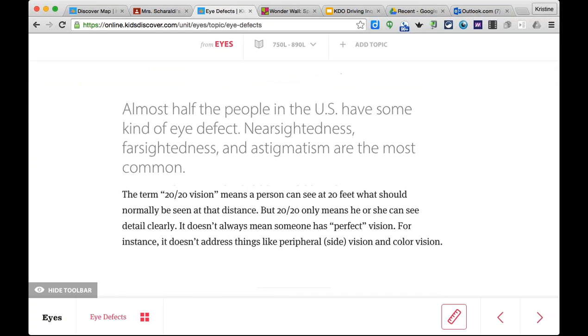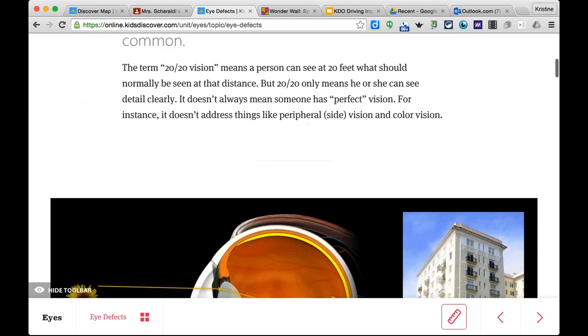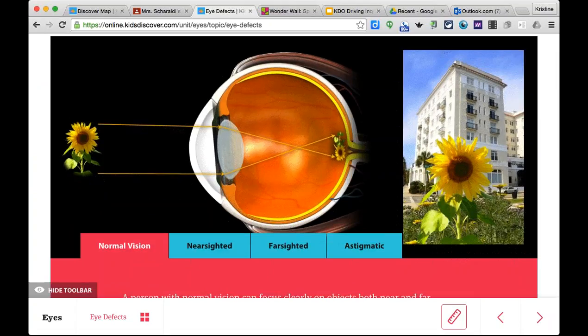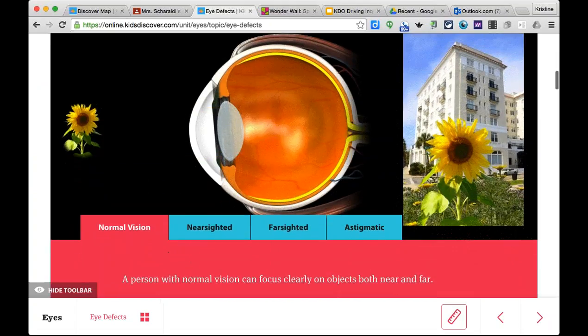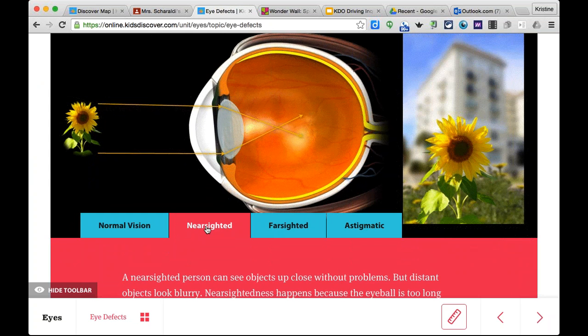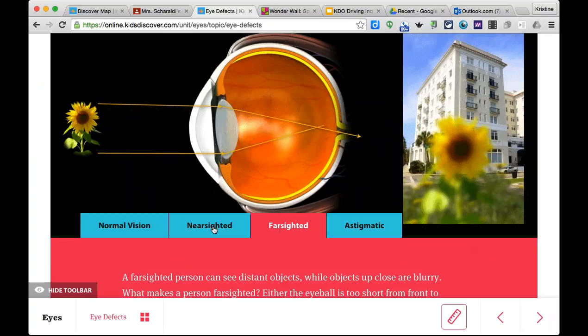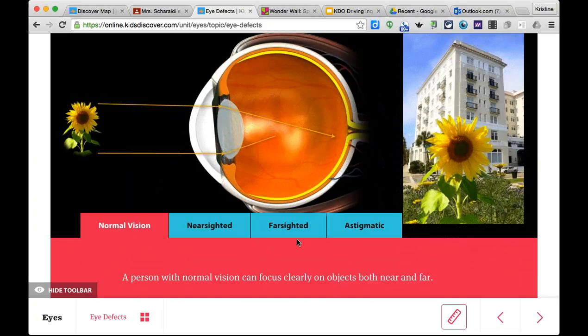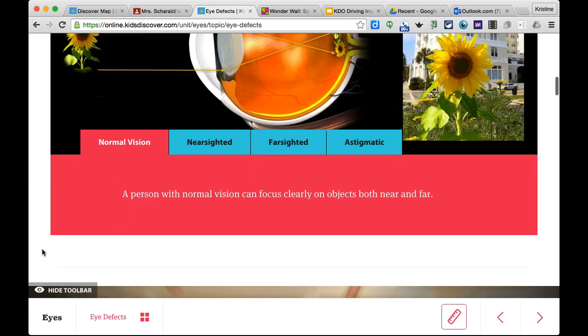I can continue to scroll and learn, through text and through images and interactives, about eye defects. This is a great example of an interactive. The students can compare normal vision to nearsightedness, farsightedness, and toggle around and take a look at the differences and make connections to what's happening in the eye and what's happening in the picture. So that's an example of some of the incredible dynamic content here.